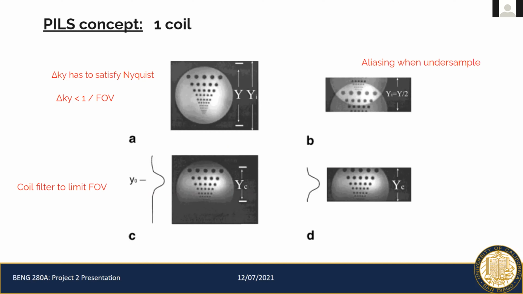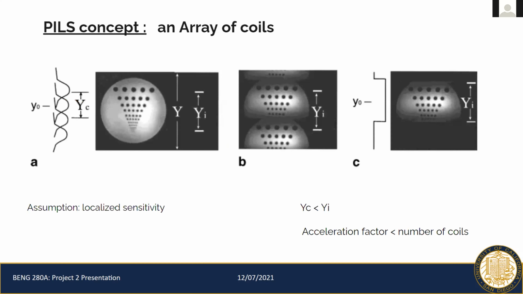The concept of PILS is that we treat each coil as an analog bandwidth filter, limiting the bandwidth to the YC range, as you can see in figure C right here. And then you can also limit our FOV to YC only. Like in D, you can see we have a smaller FOV, which means that we have less delta KY to cover, so the imaging time will be faster. Next slide, please.